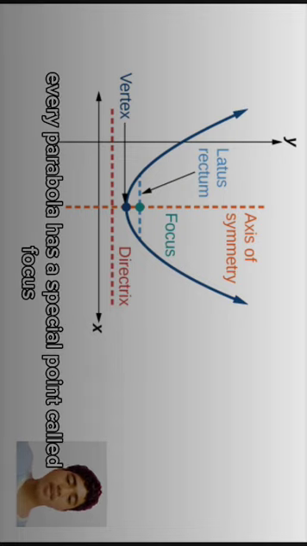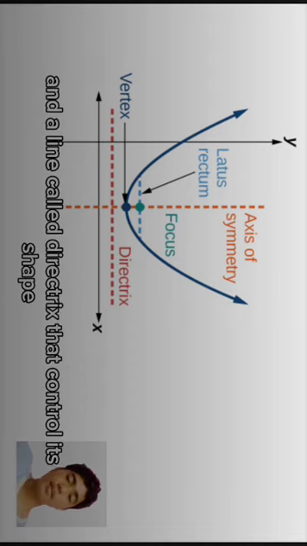Number 5. Focus and directrix. Every parabola has a special point called the focus and a line called the directrix that control its shape.